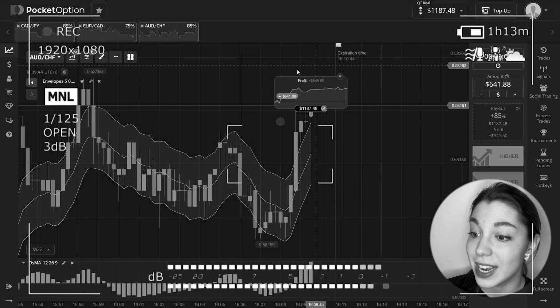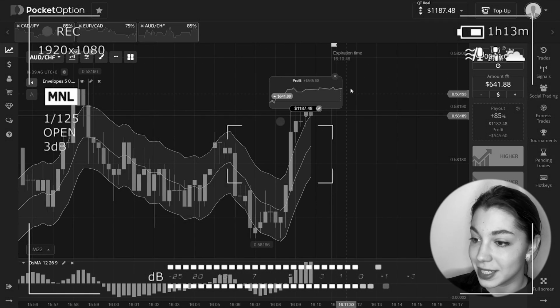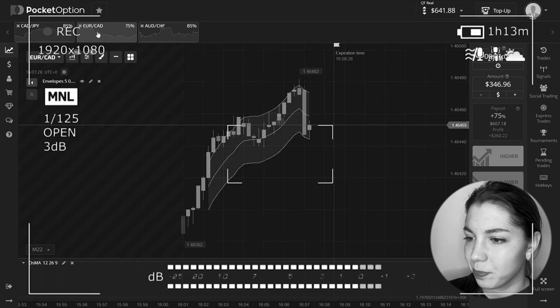Great! A gigantic green candle appeared. So let's move to another pair.